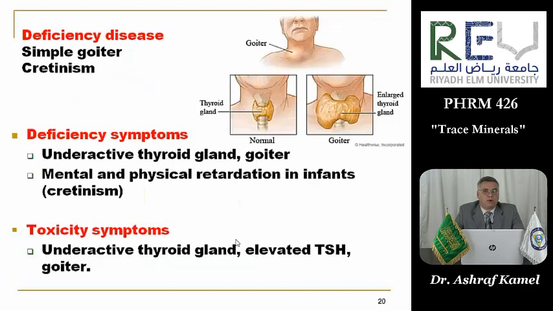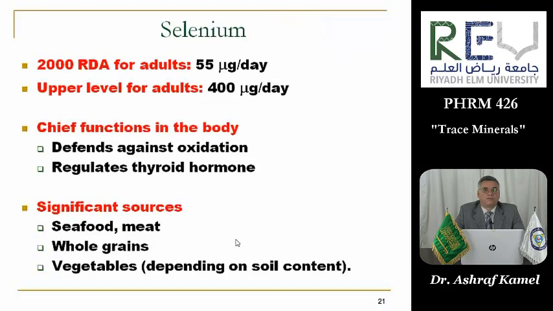Deficiency gives simple goiter, and goiter means enlargement of the thyroid gland, and in children it gives cretinism. Deficiency symptoms include underactive thyroid gland with a goiter, which is enlargement of the thyroid gland, mental and physical retardation in infants, which is called cretinism. Toxicity gives underactive thyroid gland, elevated TSH, and goiter.